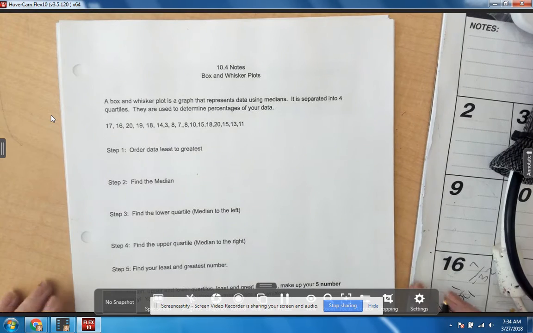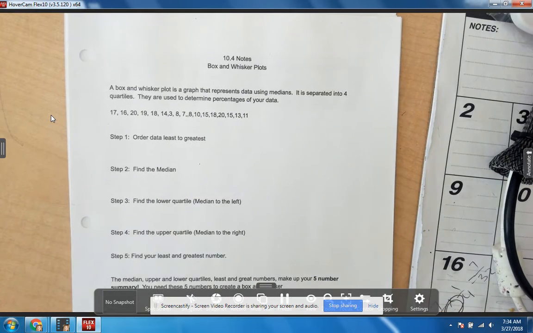So today we're going to learn how to make a box and whisker plot. And basically a box and whisker plot is a graph that represents data using medians. So if you remember, the median is the number in the middle. And if there's two numbers in the middle, you add them up and divide by 2. So basically this is separated into 4 quartiles, and quartiles are basically the medians of the medians, which I will show you in a second.